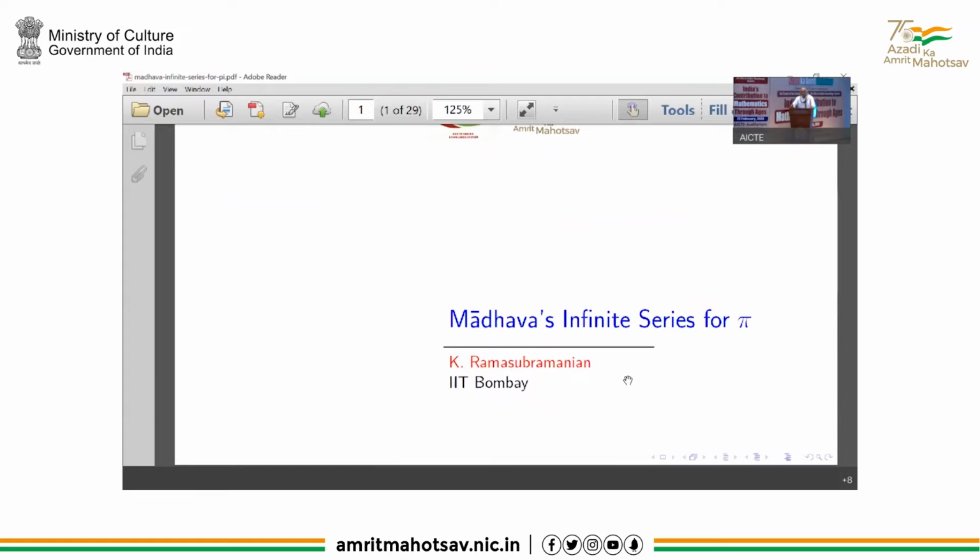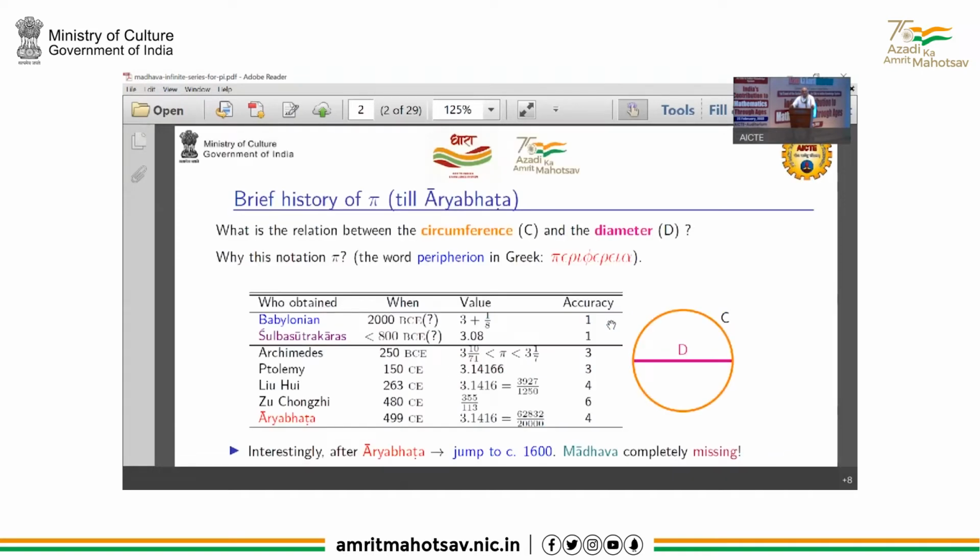Before I proceed further, to introduce you to who Madhava was or the series that he has presented, I just wanted to draw your attention to the problem itself. The problem is essentially to try to find the relation between the circumference and the diameter of a circle. This is a constant, as all of us know. That ratio of C by D is what is called pi.